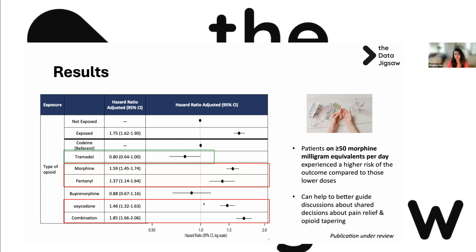So in summary, we felt that these results can help better guide decisions when patients do need to be on an opioid, but can also help prompt discussions about opioid tapering in those patients who do have the outcome.